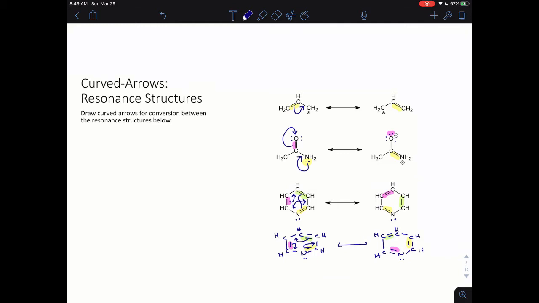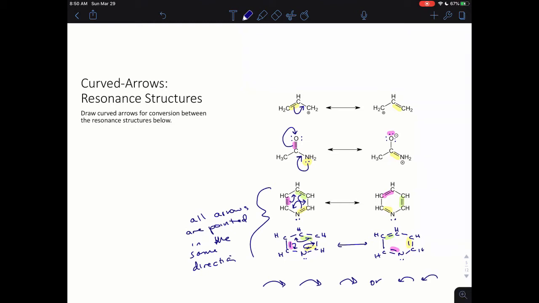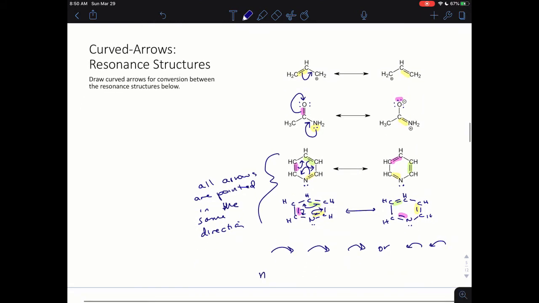And the way that I know that is that all my arrows are pointed in the same direction. That's how I can check mistakes. So all of the arrows are pointed in the same direction. So for example, it looks like this, right? Or it could look like this. All the arrows are pointed in the same direction, but not having one arrow going this way and one arrow going that way. That would not be right.